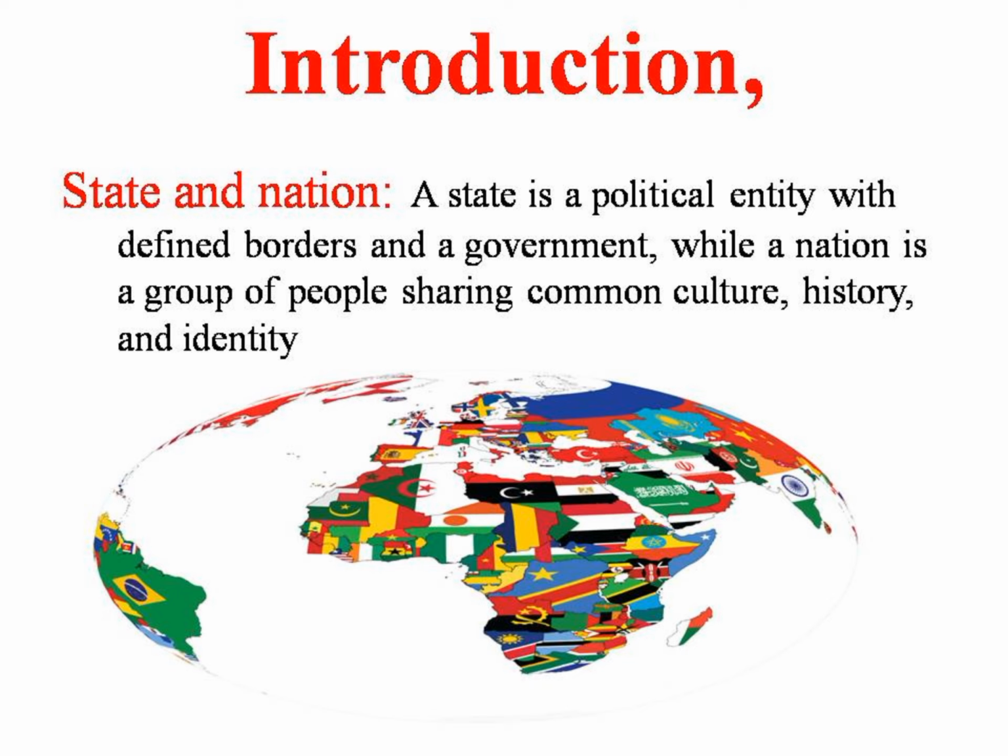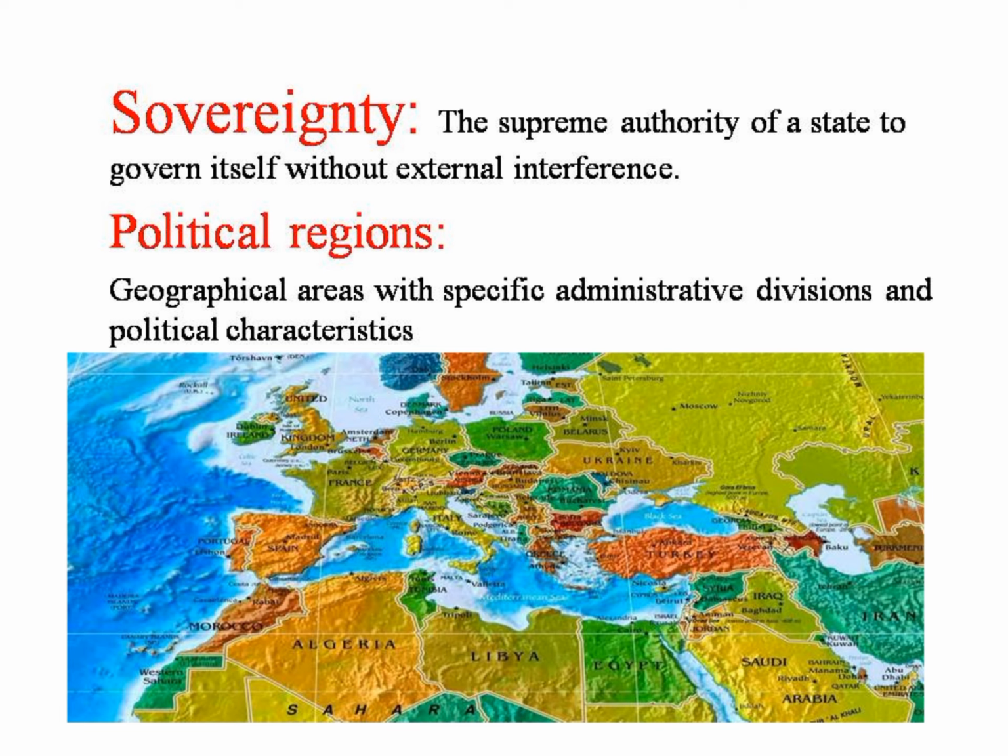State and nation. A state is a defined territory with its own government. A nation is a group of people who share a common culture, history, and language. Sometimes a nation and state are the same, but not always. Sovereignty. Sovereignty means that a country has control over its own affairs without interference from other nations. It's like being the boss of your own house.